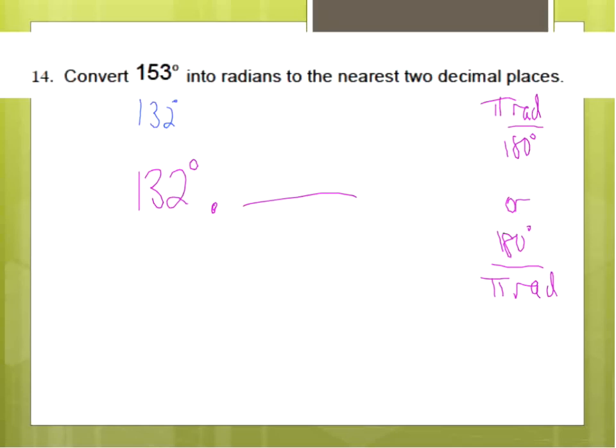Thinking back to what we know about what's allowed to cross off in fractions, if I have degrees on top to begin with, which part of my fraction needs degrees if I want the degrees to go away?